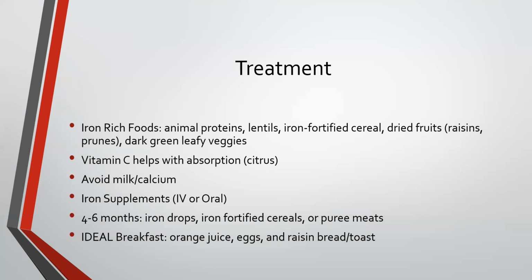An ideal breakfast, like if I were looking through answer choices and I'm like, what is going to be the best for this patient that has iron deficiency anemia? Orange juice, because that's your vitamin C, eggs, because that's your animal protein, and raisin bread or toast, because that's your dried fruits. So that would be kind of like the ideal breakfast for your iron deficiency anemia.